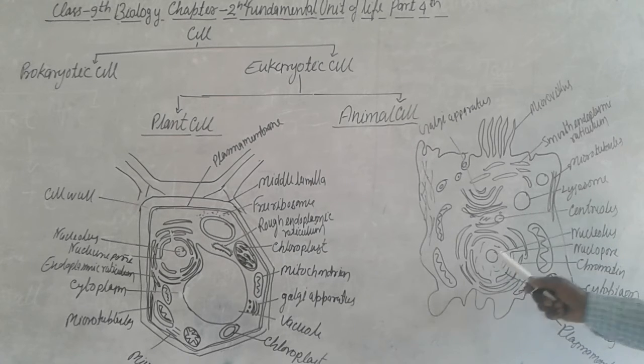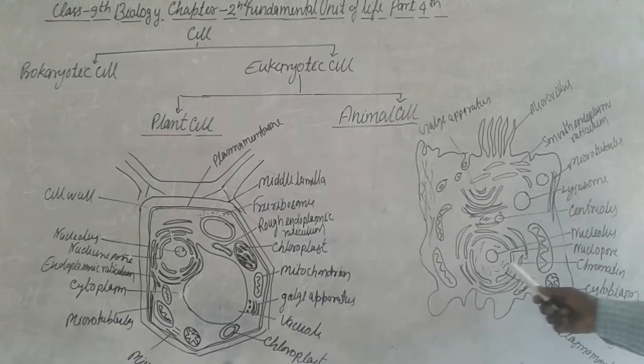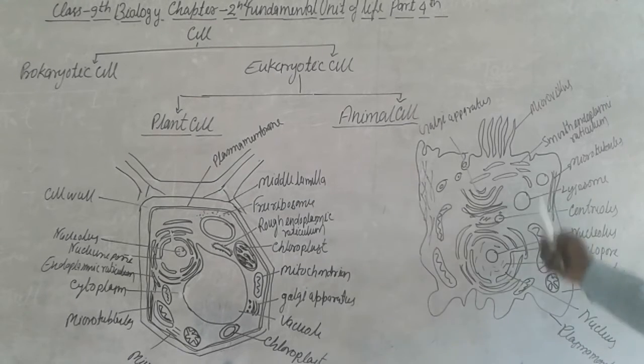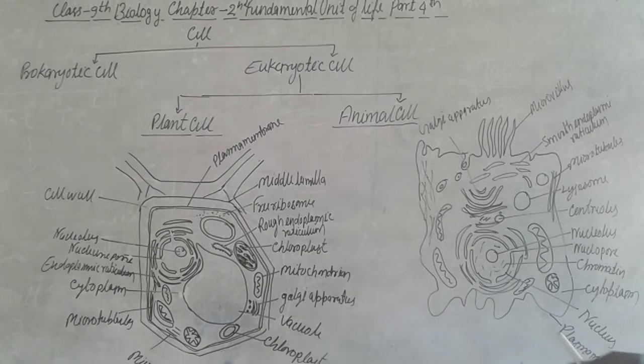So this is the nucleolus, and this is also a nuclear pore. And this fiber-like structure showing here is the chromatin. Chromatin makes chromosomes, and chromosomes are responsible for the characters. And this is the cytoplasm, a jelly-like structure inside the cell. This is the nucleus, and this is the plasma membrane. So this is the diagram of the animal cell.